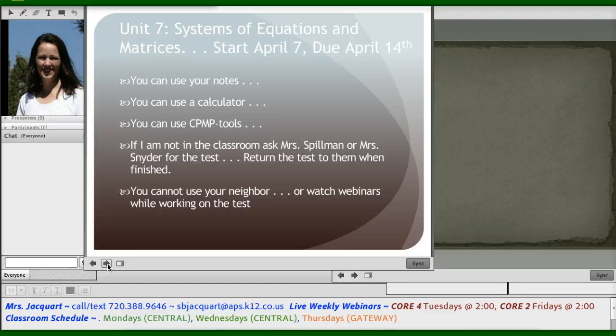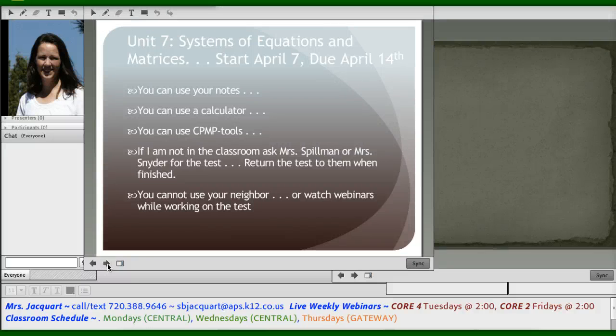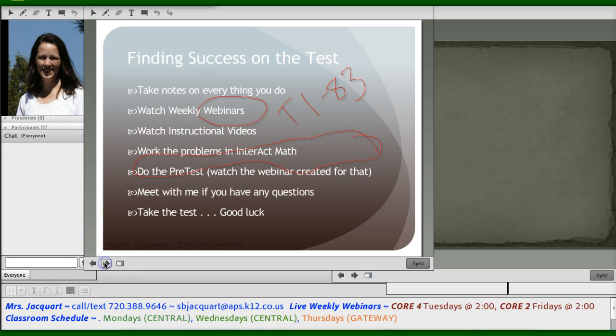Unit 7. Systems of equations and matrices. The test is already out there and I've sent you messages. You can use your notes, you can use a calculator. My advice is that you get a TI-83 calculator from Miss Spillman. Or Mrs. Snyder. Actually, Mrs. Geyer is the one that has it in the central classroom, but they'll help you.